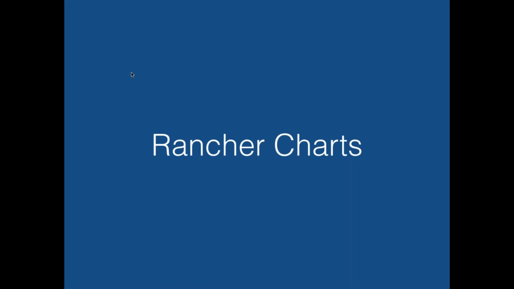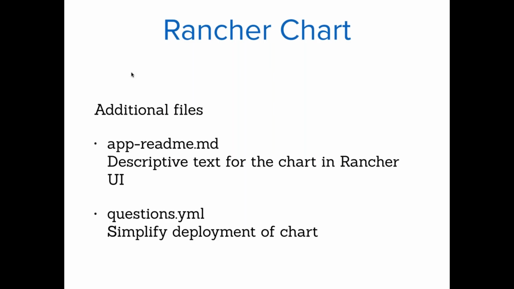So on the very first slide, I said that the Rancher chart is an extension of a Helm chart. And that is so because a Rancher chart has two additional files that we add to a Helm chart. The first is the app.readme, which is just a more detailed description of what the chart exactly does. It is presented in the Rancher UI when you go to the launch applications page. And the second one is questions.yaml.